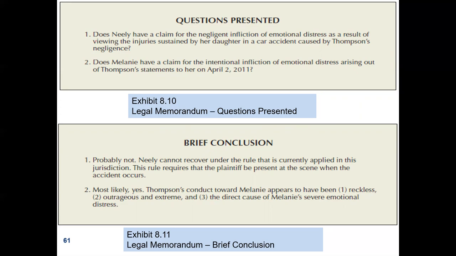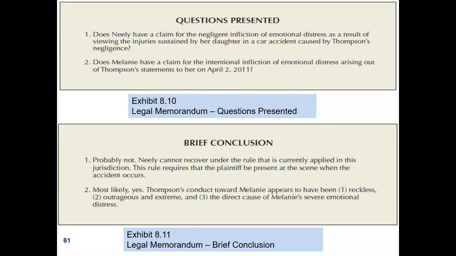At least that's the hope when you read the question format. Let's look at these two examples to get a flavor for how question formats go. Does Neely have a claim for negligent infliction of emotional distress as a result of viewing the injury sustained by her daughter in a car accident caused by Thompson's negligence? This is a really good question presented. You get a flavor about what happened. You can imagine, okay, yeah, somebody would be upset to see their child being injured in a car accident. And you can see if Thompson caused the car accident, that he might be responsible for the fact that the mom is pretty darn upset about seeing this. So you have a very brief but clear summary of the most important facts of the case, and you understand why this is an issue. This is a really good question.